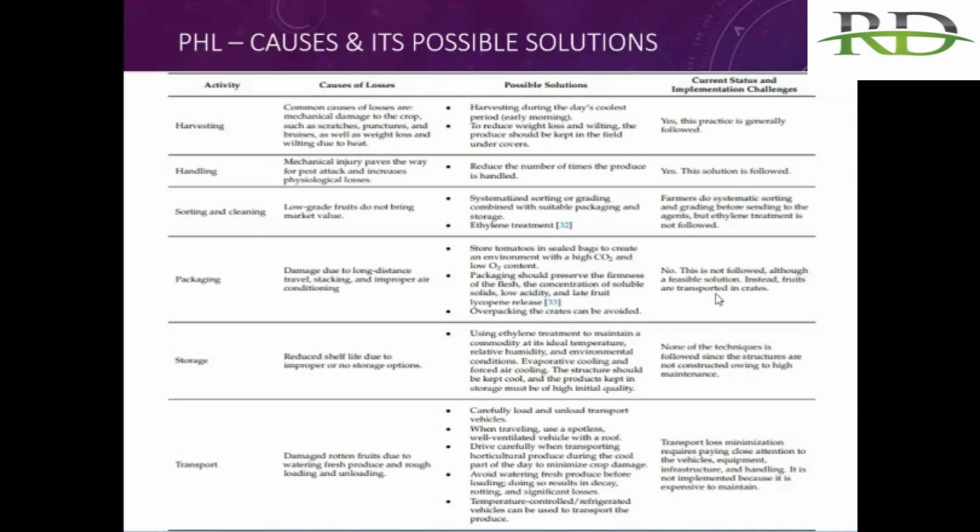Storage: shelf life is reduced due to improper storage. Using ethylene treatment to maintain a commodity at its ideal temperature, relative humidity, and environmental conditions. Evaporative cooling. These are very fancy words, and this has to be followed. But in field conditions, the farmers do not have such techniques, and it is a challenge for them to address this.